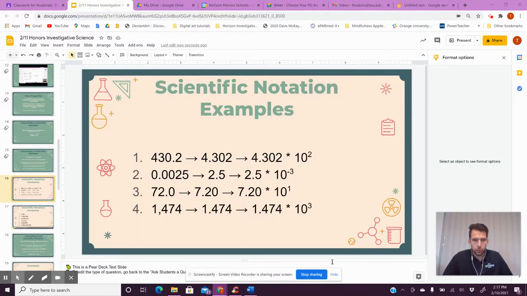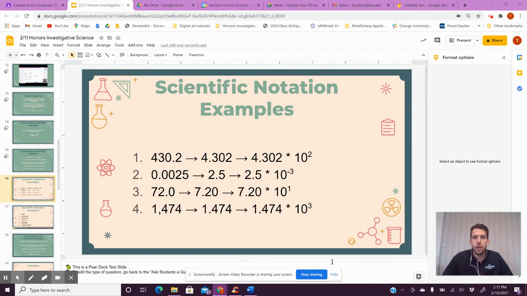So here are examples of how to change a number that's not in scientific notation into scientific notation. Number one, 430.2. First, I move the decimal place to get a number in between 1 and 10. In order to do that, I need to move the decimal to the left. I'm going to move it over twice to get 4.302. Now, since I moved it twice, I have 4.302 times 10 to the second. And because I moved it to the left, the 2 is positive.